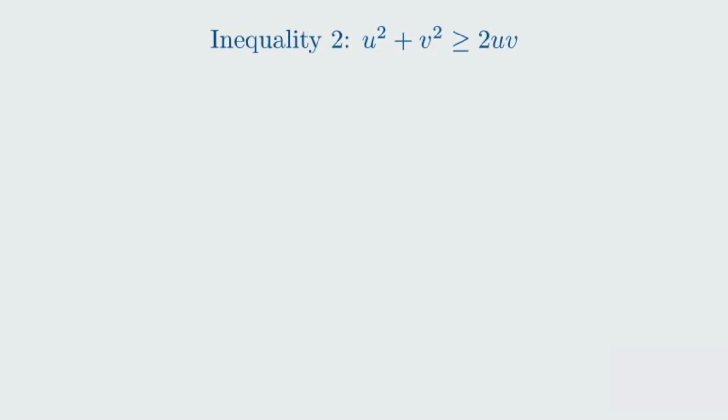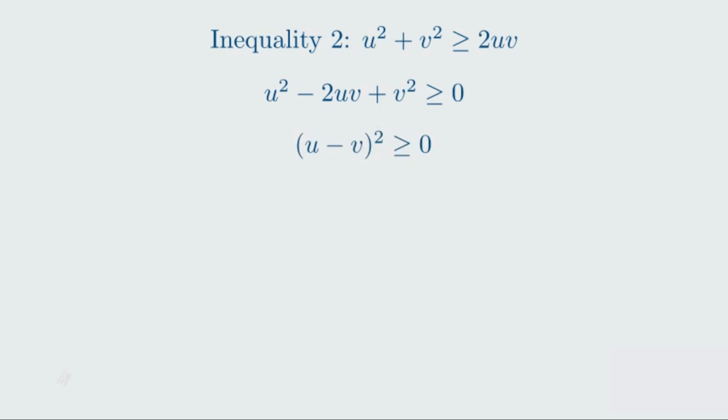Let's prove this inequality. We'll start by subtracting 2uv from both sides. Subtracting 2uv from both sides gives us u squared minus 2uv plus v squared is greater than or equal to 0. This expression should look familiar from the last inequality. Indeed, u squared minus 2uv plus v squared is the expansion of (u minus v) squared. So, our inequality simplifies to (u minus v) squared is greater than or equal to 0. Just as before, the square of any real number is non-negative, so this inequality is always true. It's a fundamental property of real numbers.